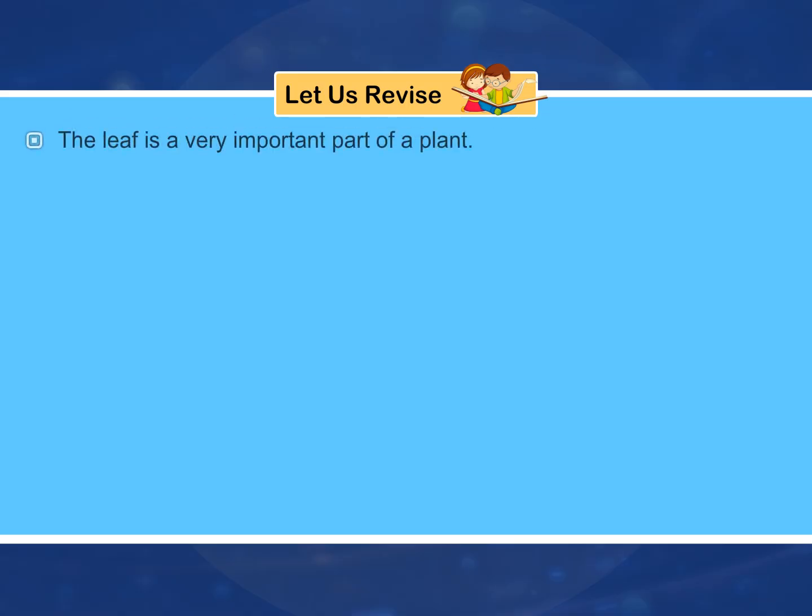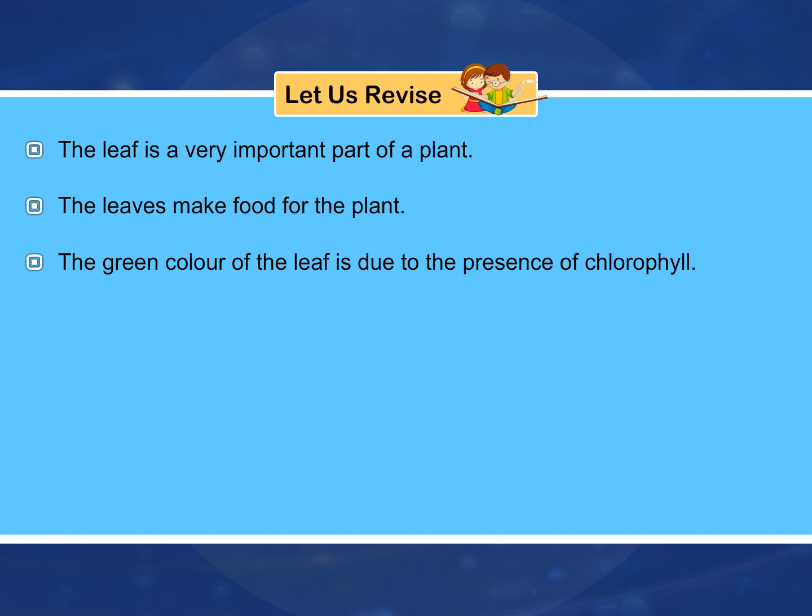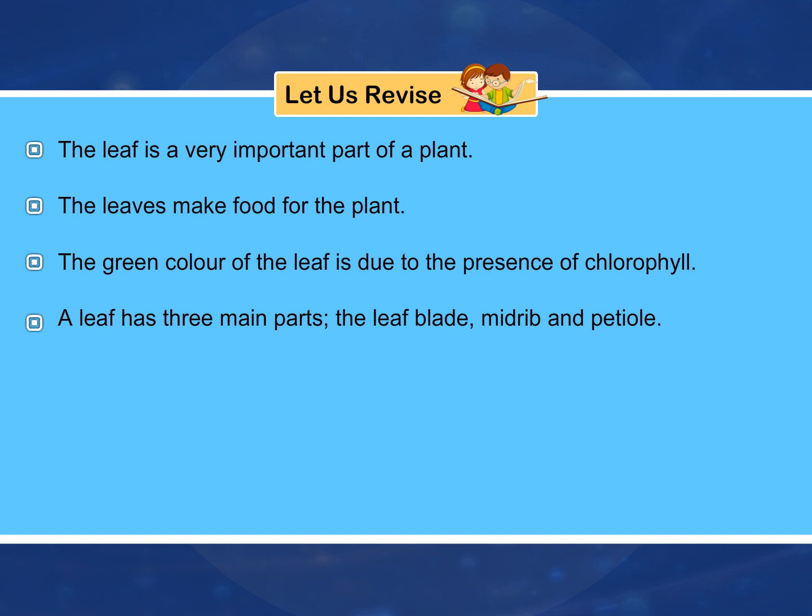Let us revise. The leaf is a very important part of a plant. The leaves make food for the plant. The green color of the leaf is due to the presence of chlorophyll. A leaf has three main parts: the leaf blade, midrib, and petiole.